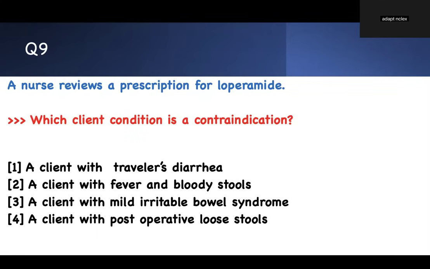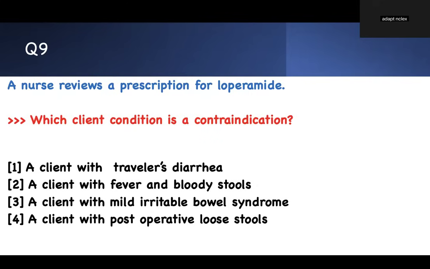And next, review a prescription for loperamide. Do you remember this? I know you know it. What do you think? This is what? Diarrhea medication. It makes you constipated. Which client condition is contraindicated?